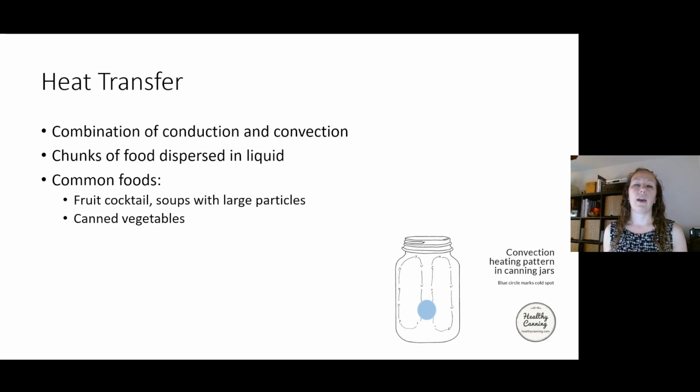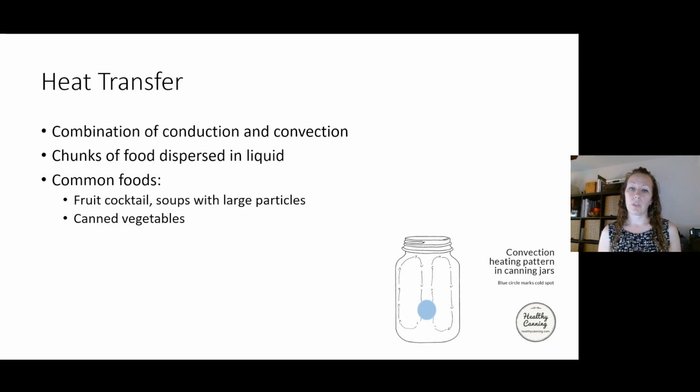And then if we have a combination of foods, so we have liquids and solids, then we're going to have a combination of conduction and convection, right? You have the chunks of food dispersed in the liquid, and the liquid is having convection going on, but when the heat reaches the outside of the chunks, it still has to use conduction to get to the middle of those chunks of food. So common foods like that would be fruit cocktail, soups with large particles, canned vegetables, anything that has chunks of food in it as well as liquid.